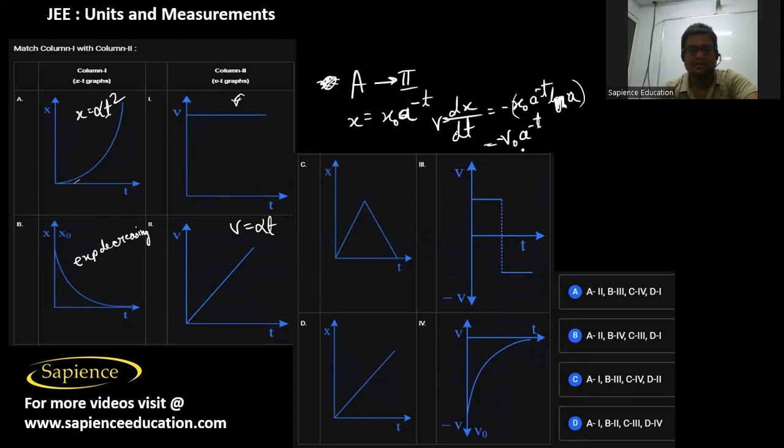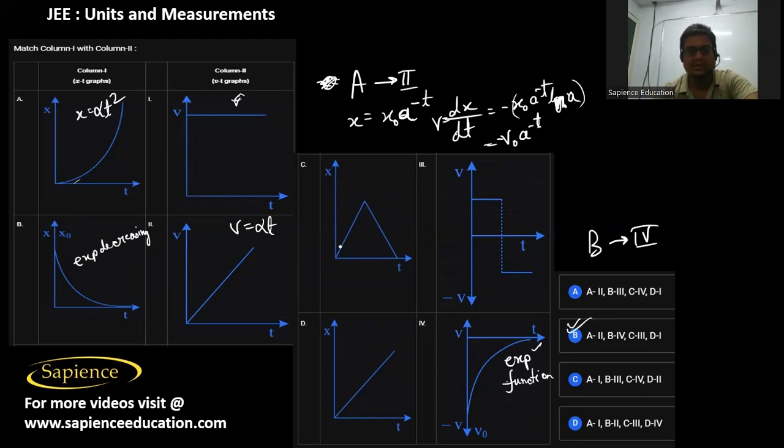It is also an exponentially decreasing function, also exponential. So it means that B will match with 4. So obviously option B is the answer, but still we can check the C and D parts.